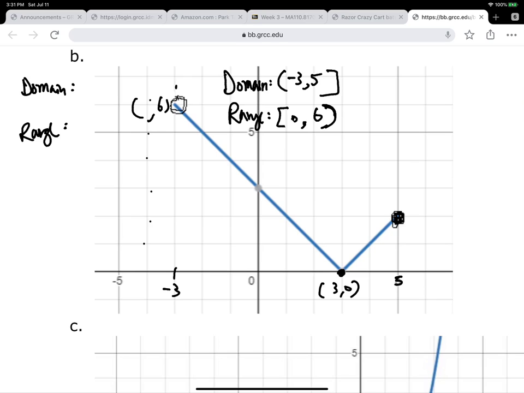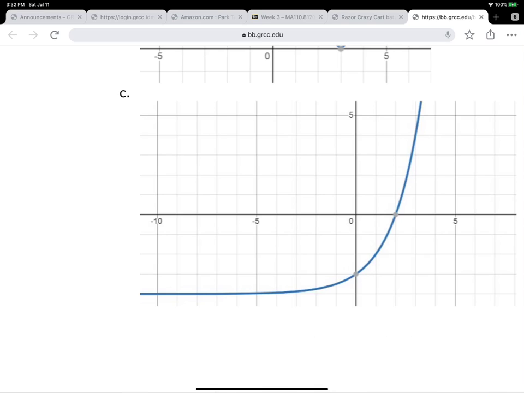Okay, the last graph. This one's a little weird. This is your exponential function. Exponential function, you should have learned in the previous section, just keeps going and going and going. So our domain in this case is from -infinity to +infinity, because this keeps going and going and going and going.